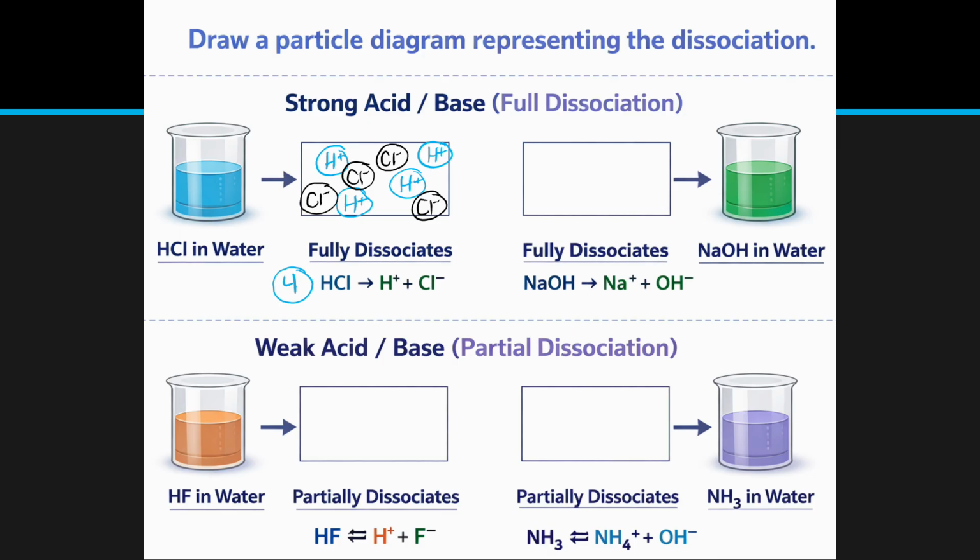Now for our NaOH, let's do the same. Let's say we have 4 NaOH molecules. That means we now have 4 Na+ ions and 4 OH- ions.